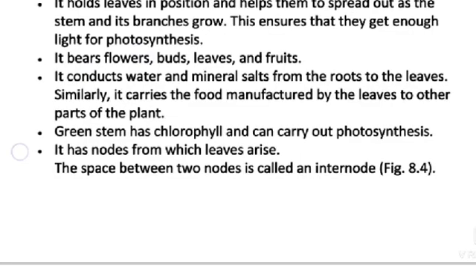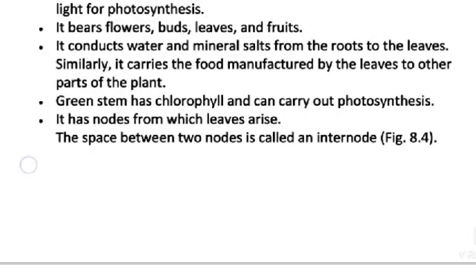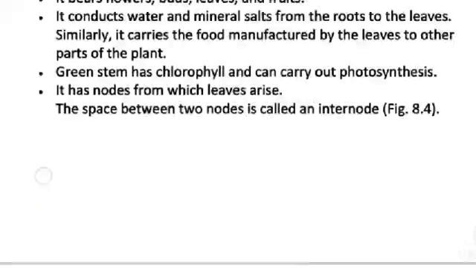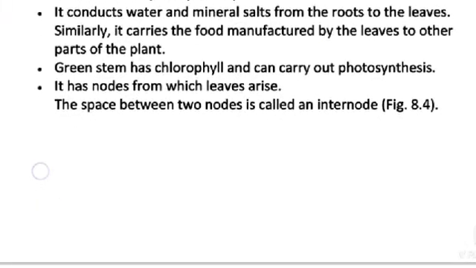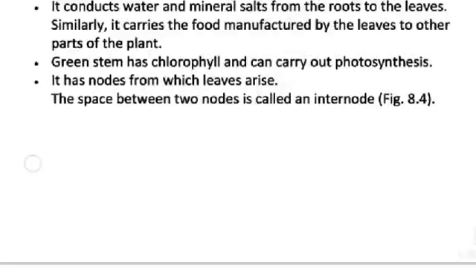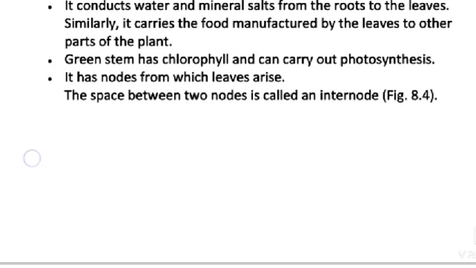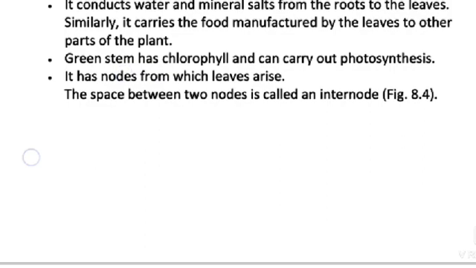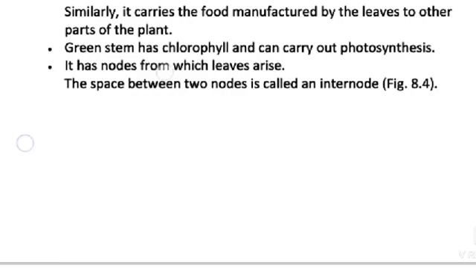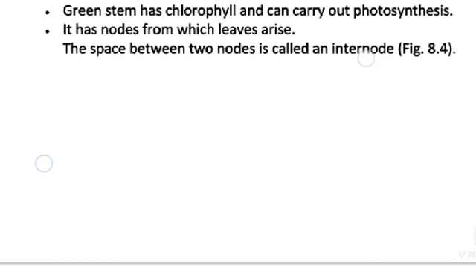It bears flowers, buds, leaves, and fruits. It conducts water and mineral salts from the roots to the leaves. Similarly, it carries the food manufactured by the leaves to other parts of the plant. A green stem has chlorophyll and can carry out photosynthesis. It has nodes from which leaves arise. The space between two nodes is called an internode.